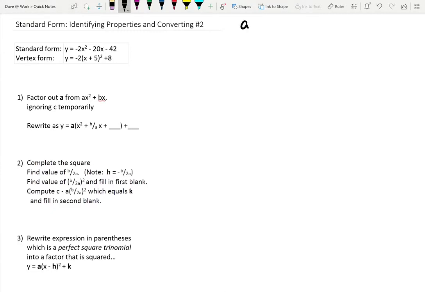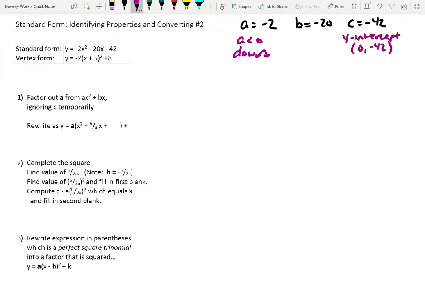Here we go. A equals -2. What does that mean? Since A is less than 0, the direction of the parabola's opening is going down. B happens to be -20. Right now, because it's not actually being applied to an actual application, we will not worry about that, and we'll move right on to C, which is -42, which tells me that when I graph the parabola, it will cross the y-axis at a height of -42, and that will be its coordinates.